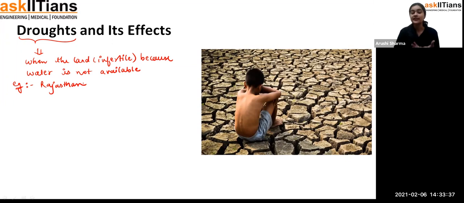Because what happens, students, is that in areas where there is water shortage, the shortage results in drought, because they are using the groundwater. When the groundwater decreases, they are not getting water. And if there is no rainfall for a very long time, the land becomes infertile in nature, and we are not able to grow crops there. We have already discussed the reasons for water shortage.